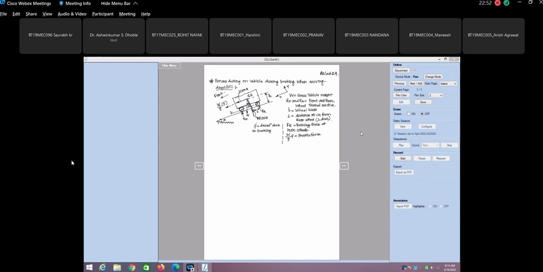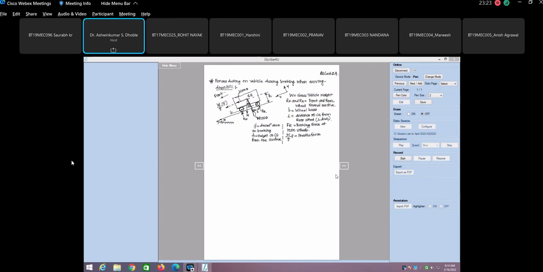Okay, h is the height of CG from the road surface. So these are the forces which will act on the vehicle when the vehicle will move down the hill.